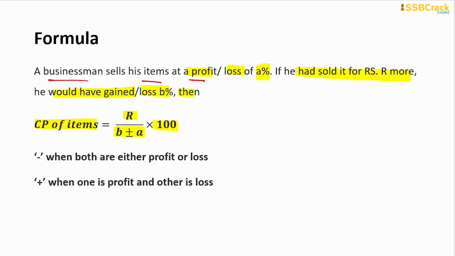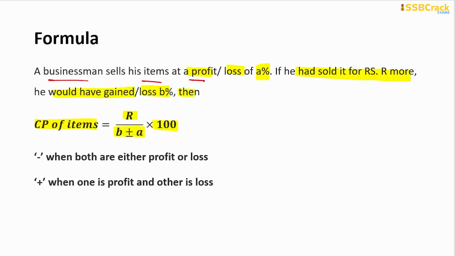So basically this is the formula for finding the cost price of atoms. These are the atoms that a person or a businessman had sold at either profit or loss percent A. But if he had sold them for R rupees more, he would have had either gain or loss. So this means the A and B values can both be gains, both be losses, or one gain and one loss, either way.